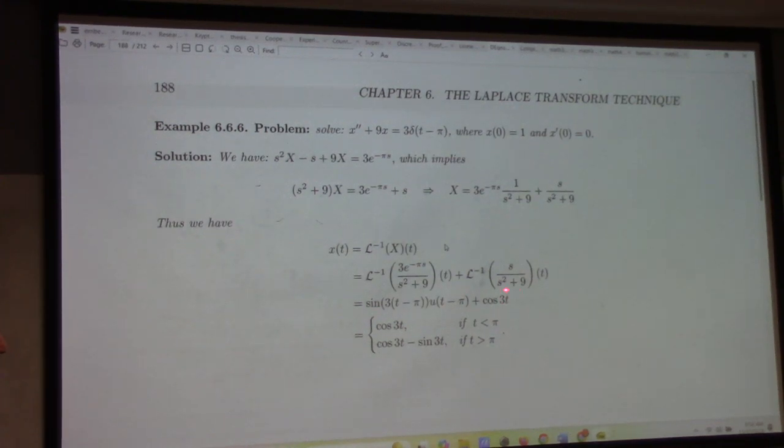And then if you rewrite this as a piecewise defined function, you can go back and undo the unit step function formula and write it back in terms of cases. And what you get is cosine 3t before the hammer hits, and then you get cosine 3t minus sine 3t after the hammer hits.